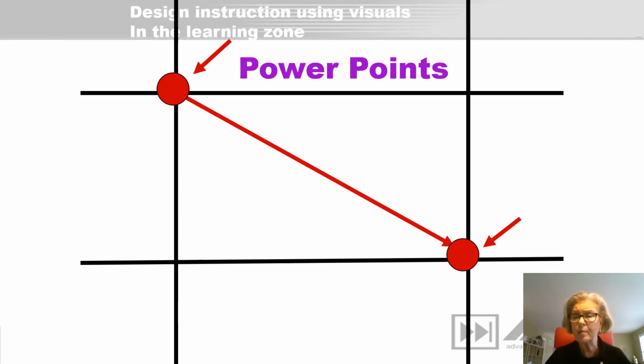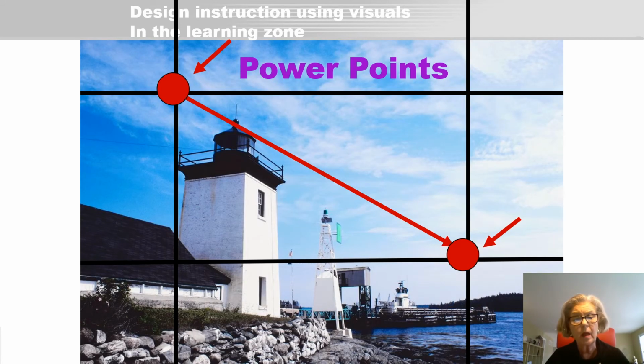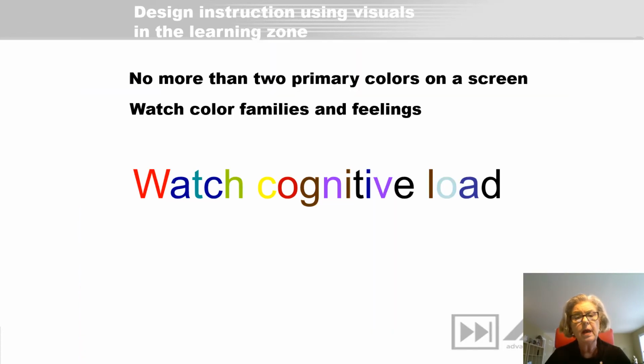We talk about PowerPoints. How does the eye fall on the screen? Where do you want to position what on the screen if somebody is going to remember it? Pictures, whether it's line art, just some simple rules. And then we talk about the most important thing, and that's watch cognitive load. How do you manage cognitive load?